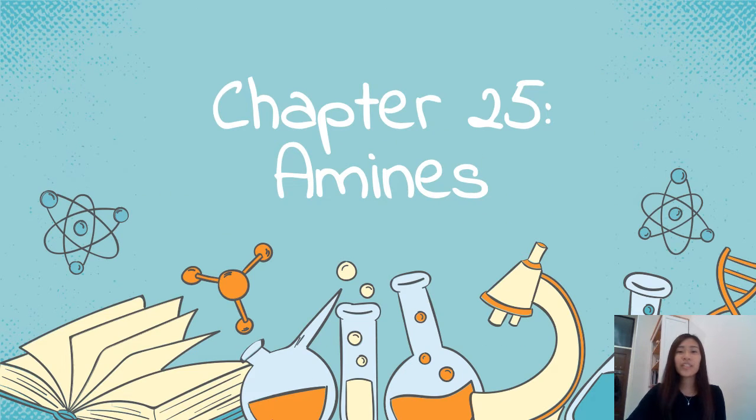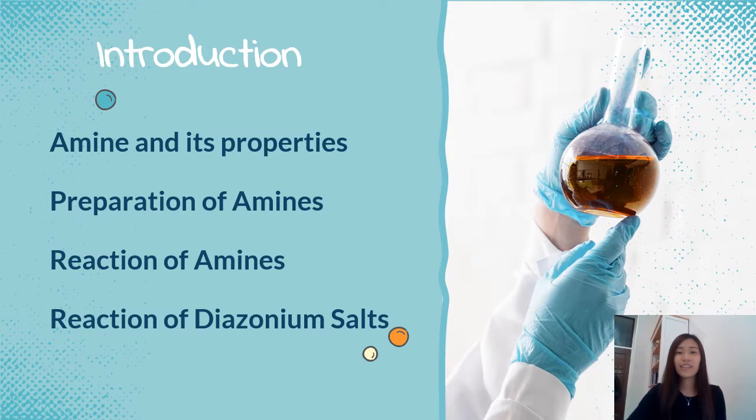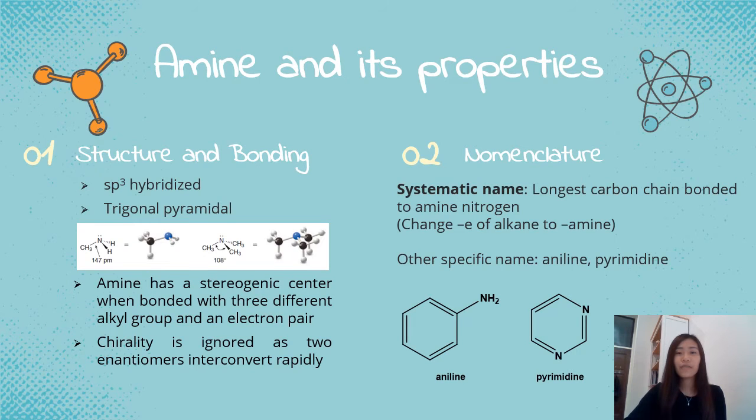For this video presentation, I'll be presenting on Chapter 25, Amines. An overview for this chapter consists of four main parts, which are amines and its properties, preparation of amines, reaction of amines, and reaction of diazonium salts. First, let us look into amines and its properties.